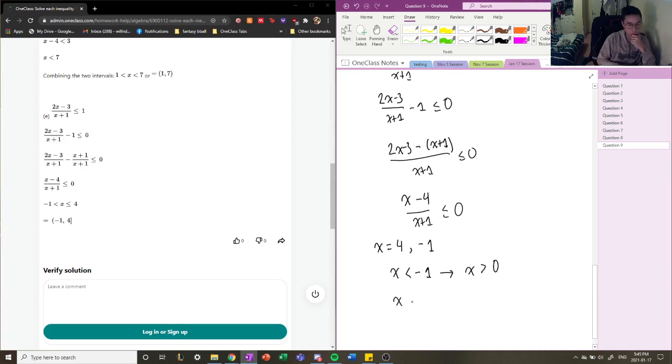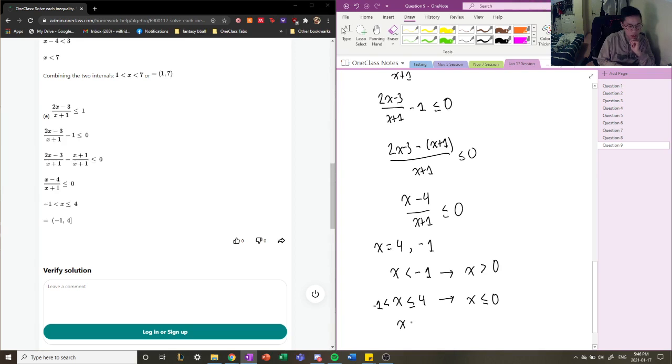All right. So what if x is between negative 1 and 4, right? What happens here? So if x is between negative 1 and 4, let's say 3, then the numerator will be a negative number and the denominator would be a positive number. So that means that the expression is less than or equal to 0. And we want to include 4 here because we also want to find the values of x which make this expression equal to 0. Okay.